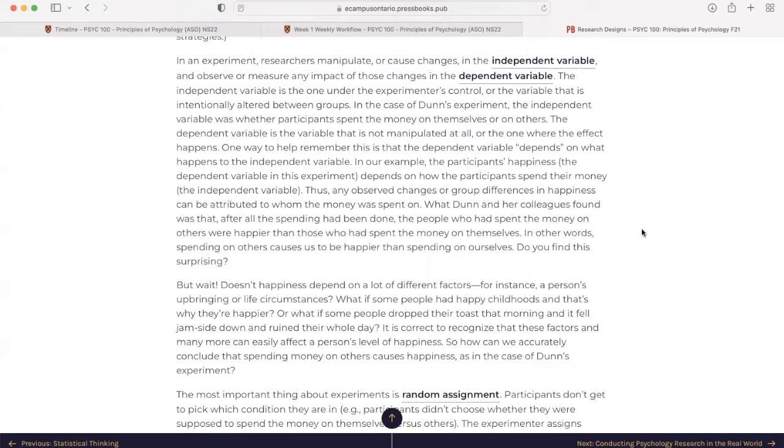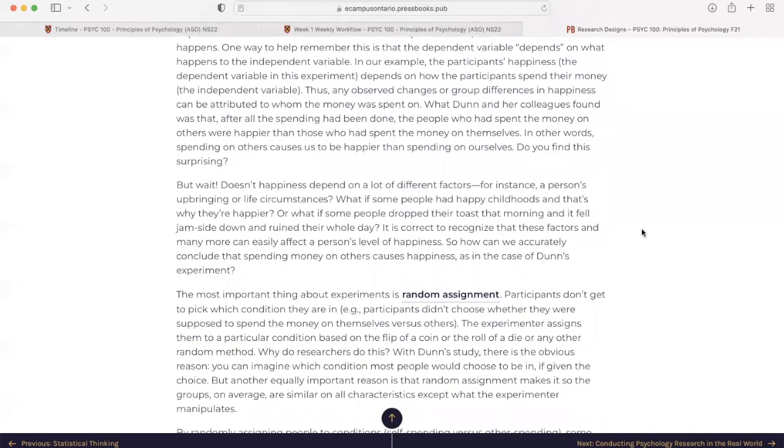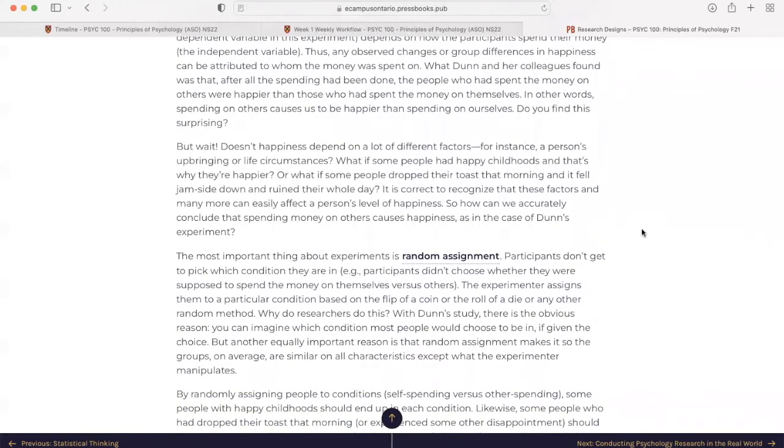But wait, doesn't happiness depend on a lot of different factors? For instance, a person's upbringing or life circumstances. What if some people had happy childhoods and that's why they're happier? Or what if some people dropped their toast that morning and it fell jam side down and ruined their whole day? It is correct to recognize that these factors and many more can easily affect a person's level of happiness. So, how can we accurately conclude that spending money on others causes happiness, as in Dunn's case?